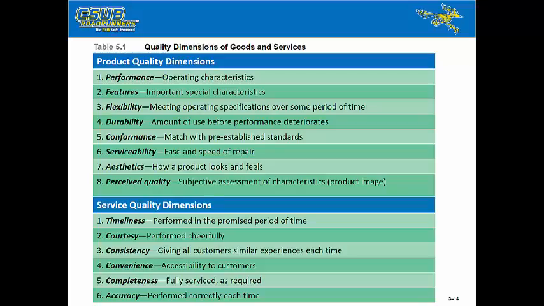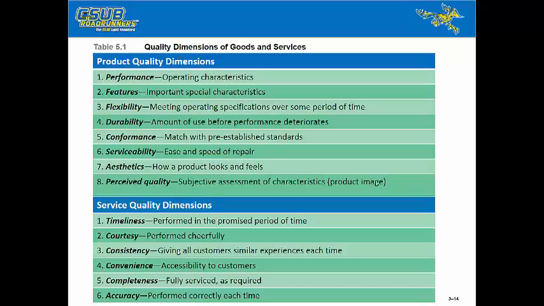Some ways that you could break up quality in order to be another axis. There's product quality and service quality dimensions. So if you're talking about a physical product of some kind, you could look at operating characteristics, features, flexibility in meeting operating specifications over some period of time, durability, conformance, or how much things match with pre-established standards in the industry, serviceability, aesthetics, and perceived quality.